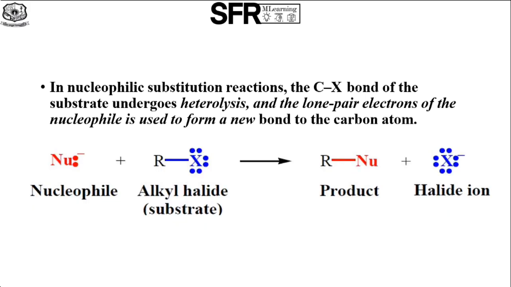The representation of nucleophilic substitution reaction: the nucleophile attacks the substrate, that is an alkyl halide. The halide is the leaving group and the alkyl group is attached to the halide, that is the substrate, and the halide leaves from the substrate and a new bond is formed between the nucleophile and the saturated carbon atom of the substrate alkyl group. Then it forms a new compound, that is called nucleophilic substitution. It is represented here like that.